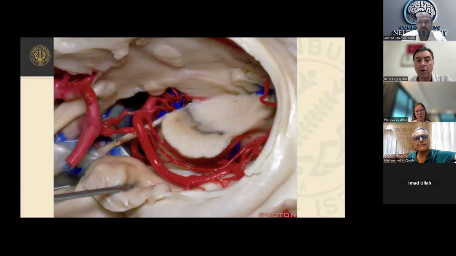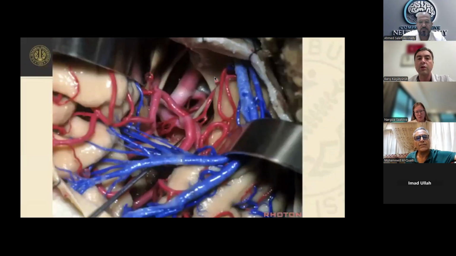It courses anteriorly and from medial to lateral between the posterior cerebral artery located superior to the third nerve and superior cerebellar artery located inferior to the third nerve. So the third nerve exits from the brainstem, and at the first step, it goes in between the posterior cerebral artery above and the superior cerebellar artery below, and then goes more anteriorly to reach the skull base.